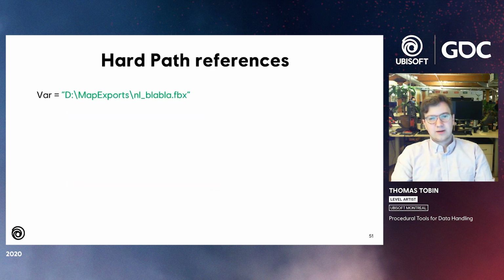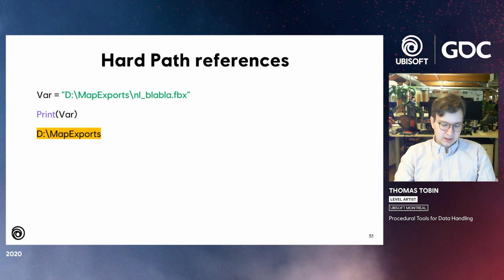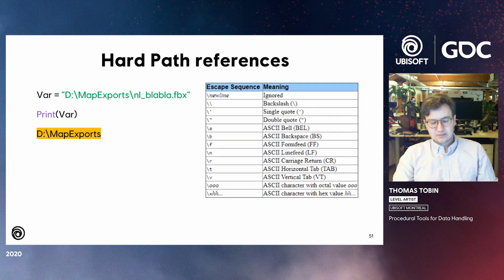The next was hard path references. If you're a programmer, you'll already know what the problem is here. When I printed var, I expected to see the exact string above. However, I was getting map exports. This is because of something I didn't know about at the time: escape symbols. Using backslash n basically ended the string and escaped. So I needed to declare somehow that this string should not be escaped. You could use double slashes to signify a single slash.